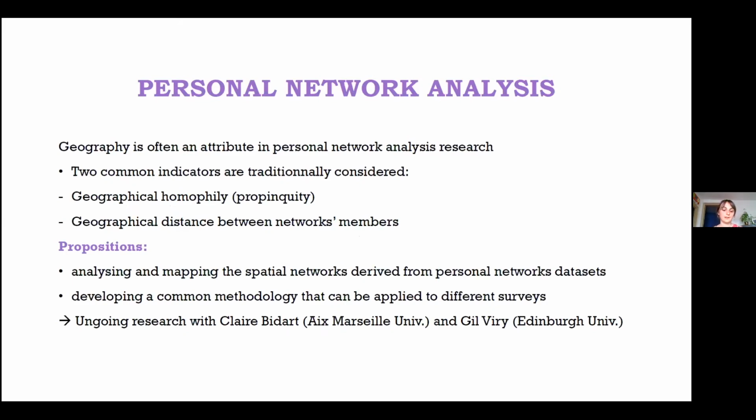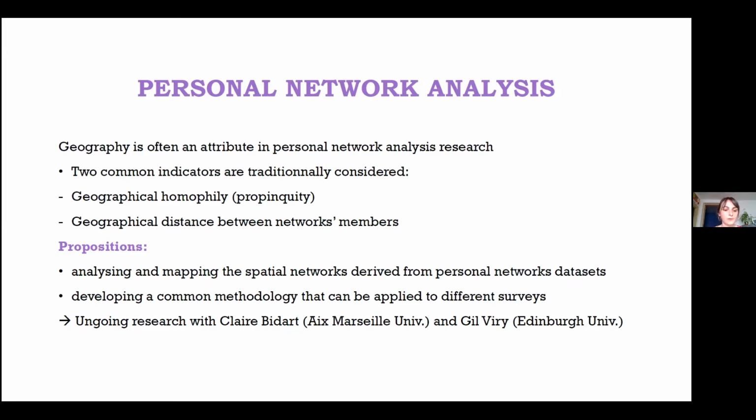In personal network analysis research, there are 2 common indicators that are traditionally considered. The geographical homophily between the individuals that are studied, that is to say, the tendency to relate to people that share the same place as you. And also what the researchers, often sociologists, are looking for is the geographical distance between the network's members. So it's only at the inter-individual scale.